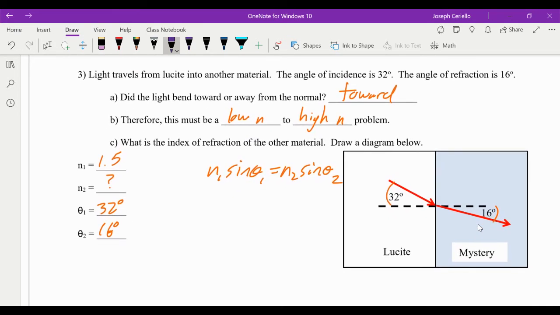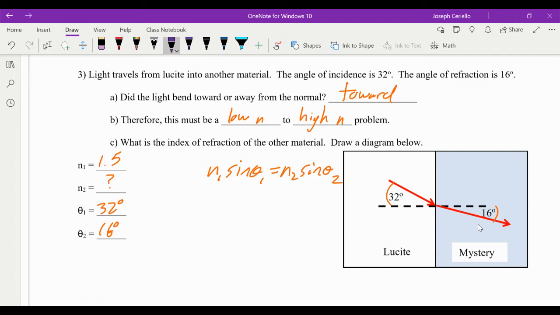All right, looking at question number 3, light goes from lucite into another material. The angle of incidence is 32 degrees. The angle of refraction is 16 degrees. So I wrote down our givens all over there. n1 is 1.5 for lucite, with theta 1 and theta 2, incident and refraction.